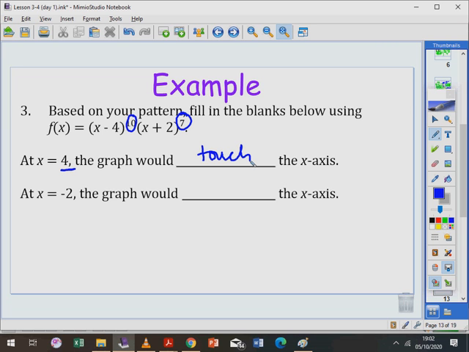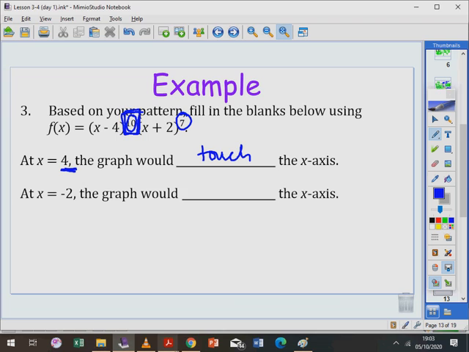I hope you used your calculator to test this out, and you'll find that every time, for example at x equals 4, if the power of that factor is even, the graph always touches the x-axis. Let me show you this on Desmos.